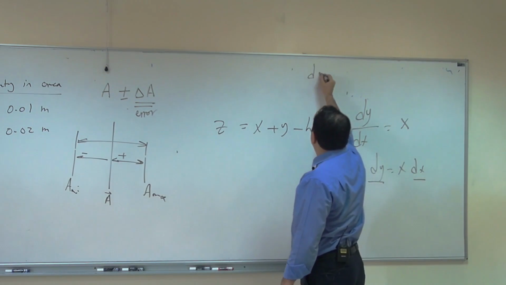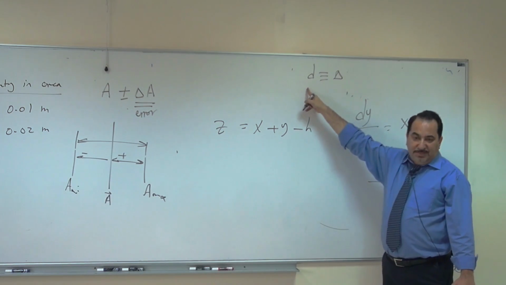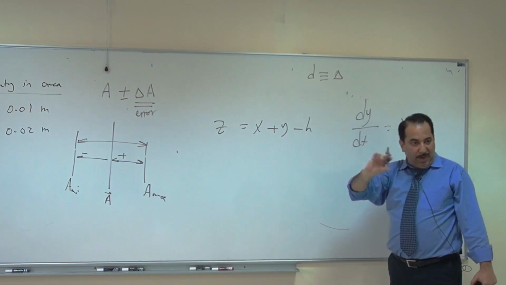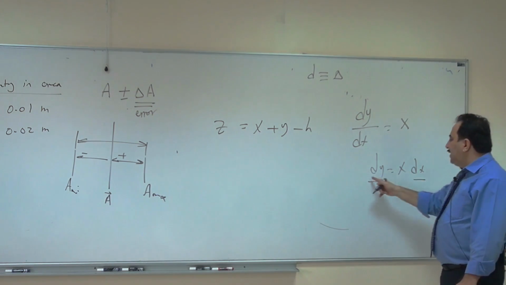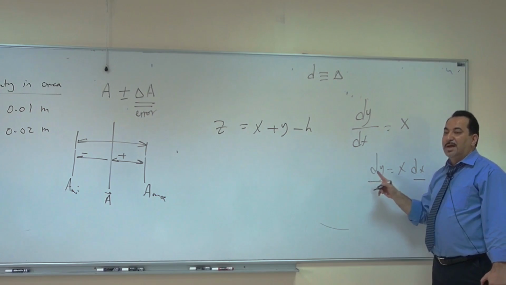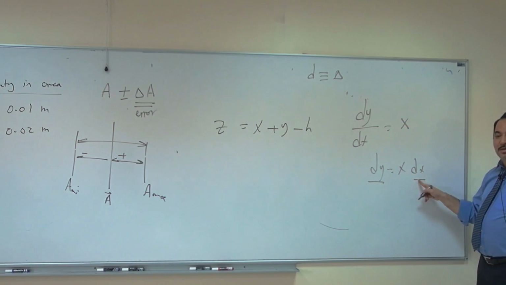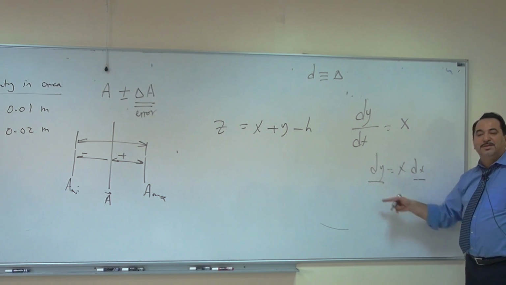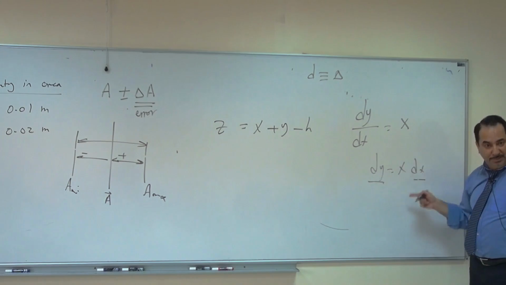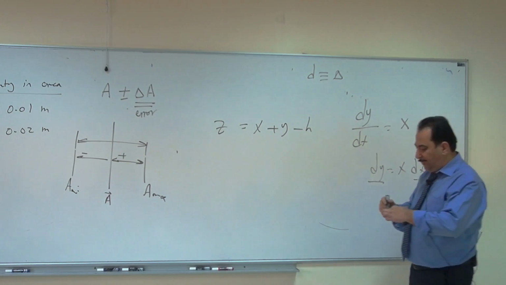d is equivalent to delta, but d is very, very small. Delta is a difference which is big, not small. So when you say dy, what do you mean? The errors in y. When you say dx, the errors in x. So that's why one of the meanings of derivatives is errors. And we use this idea to apply it and find the errors there.